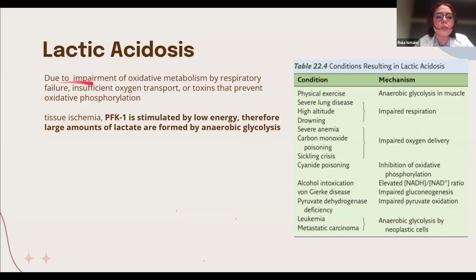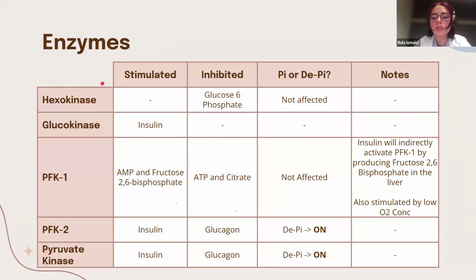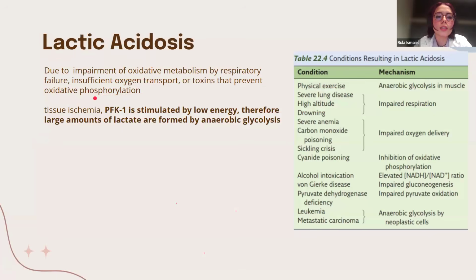Lactic acidosis is due to impairment of oxidative metabolism by respiratory failure, insufficient oxygen transport, or toxins that prevent oxidative phosphorylation. Fancy words basically telling you either the lungs are failing, not enough oxygen is reaching, or there are some toxins stopping the Krebs cycle, or citric acid cycle. So basically the cycles can't keep going to make the ATP needed.